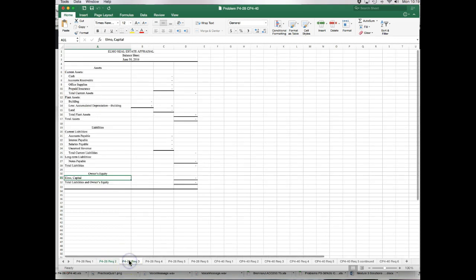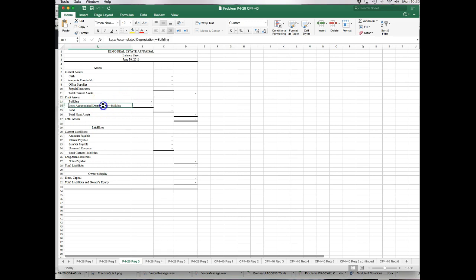Next step is to go to the balance sheet. And again, you're going to pull the numbers from the adjusted trial balance. You're going to pull all of the listed assets. Then you're going to do your current assets first. Then you're going to do your plant assets. Now, the thing I want to point out here is that you're going to list the value of the building in this cell in B13.